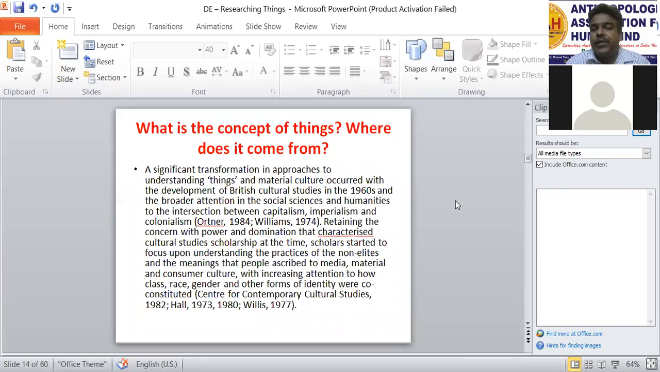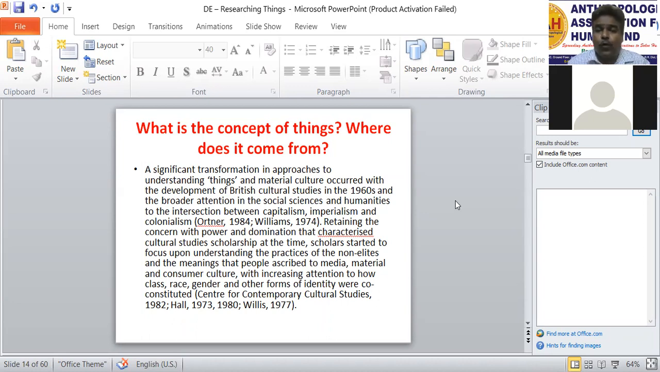A significant transformation in approaches to understanding things and material culture occurred with the development of British cultural studies in the 1960s and the broader attention in the social sciences and humanities to the intersection between capitalism, imperialism, and colonialism. Prominent others, Ortner, Williams, retaining the concern with the power and domination that characterized cultural studies scholarship at the time.